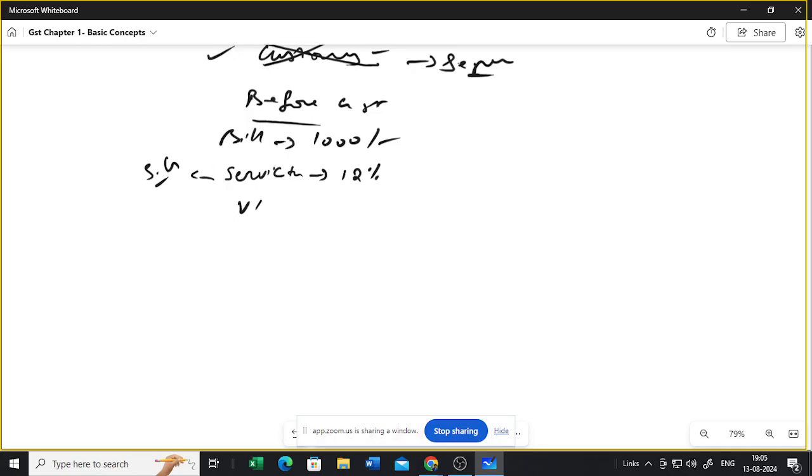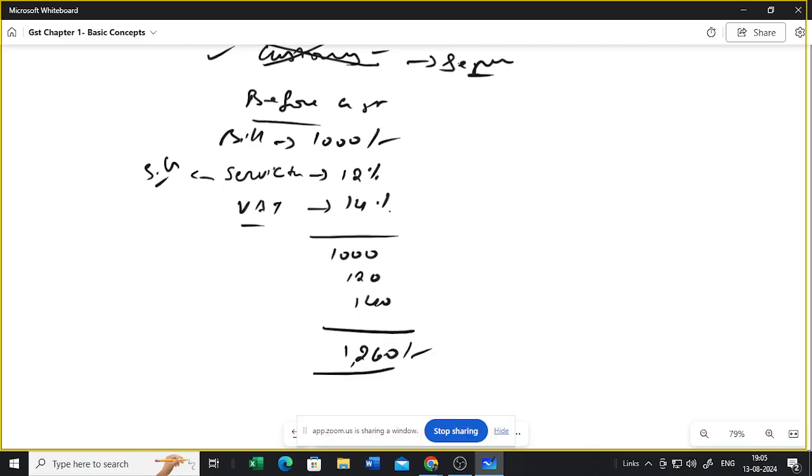And VAT also used to be paid. How much? VAT will be 14%. Now how much bill do you need to pay? See, 1000 rupees is the actual bill, plus service tax 12% means 120 rupees, plus VAT 140 rupees. So the final bill amount you need to pay is 1260 rupees, right? So 120, 240, 260, yeah, 1260 rupees you need to pay as your final bill.